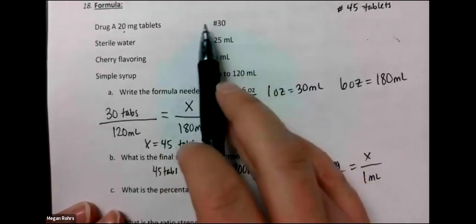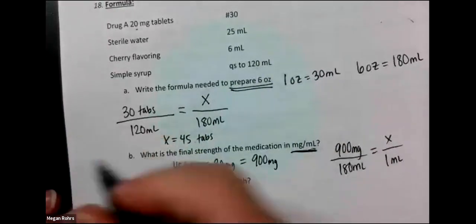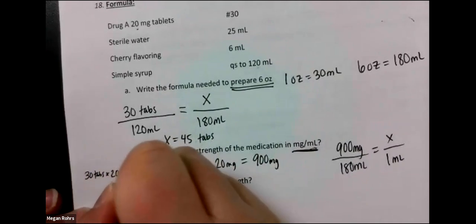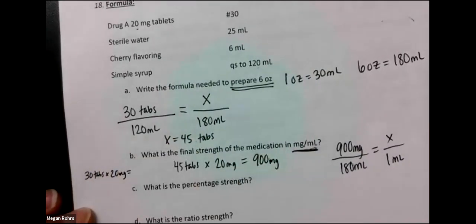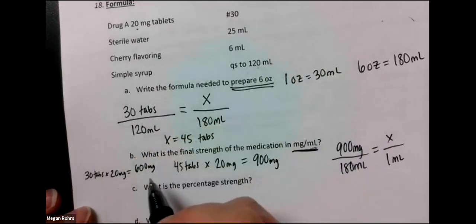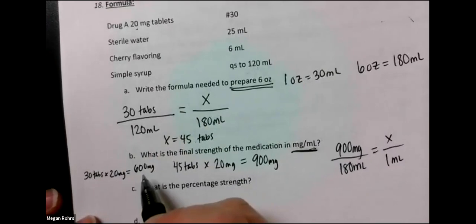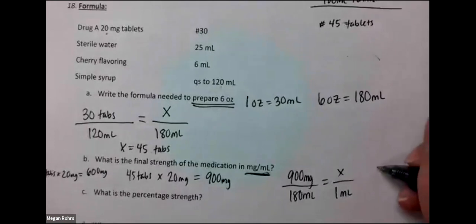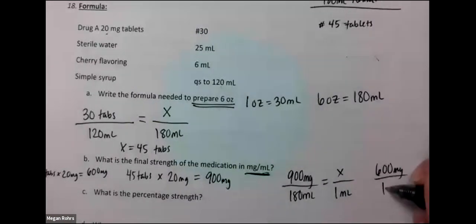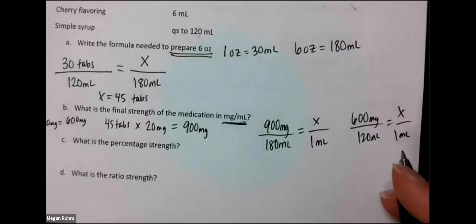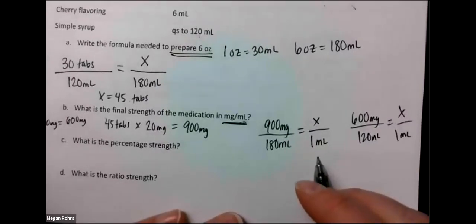So you can see if we use this formula, we had 30 tabs that are 20 milligrams each. 30 times 20 is 600 milligrams. So we would have had 600 milligrams in 120 mils. If you set that equal to X over 1 as well, your answer should be the same here.